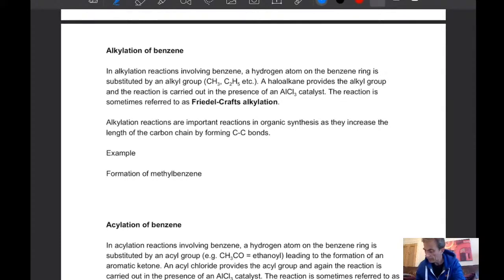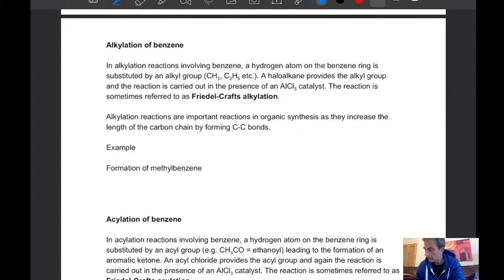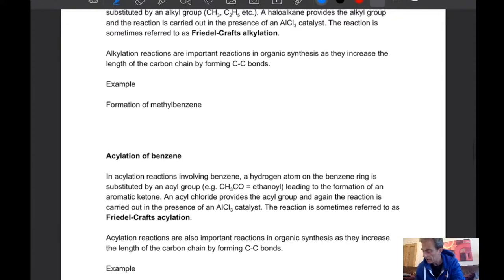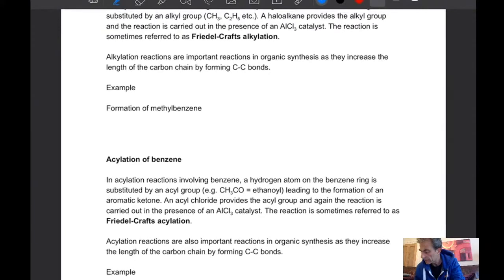So the example I'm going to use is the formation of methyl benzene. So methyl benzene is a benzene ring with CH3 attached. And just beware this connectivity. I was at a meeting yesterday with OCR, the exam board, just as a quick aside, and they're really hot on this connectivity. So if you don't connect the correct atoms together, you will be penalised. And that came from OCR.